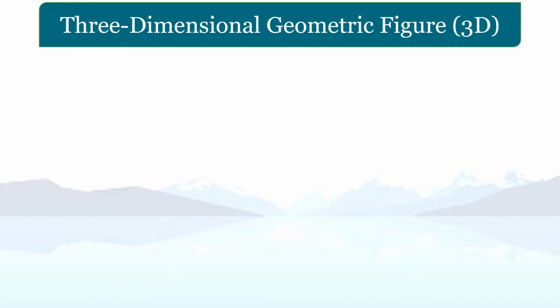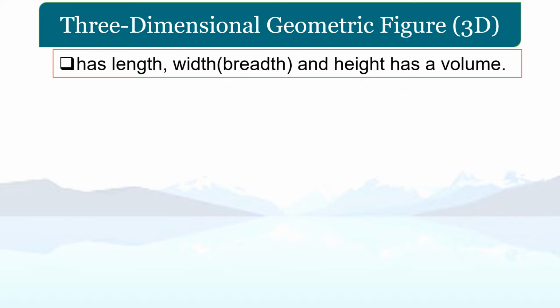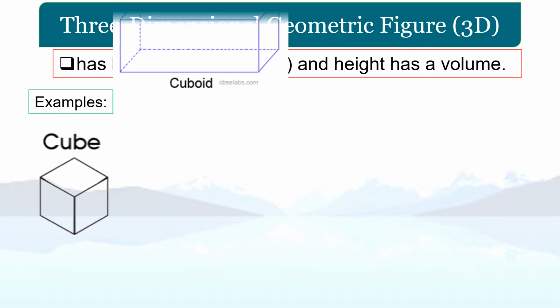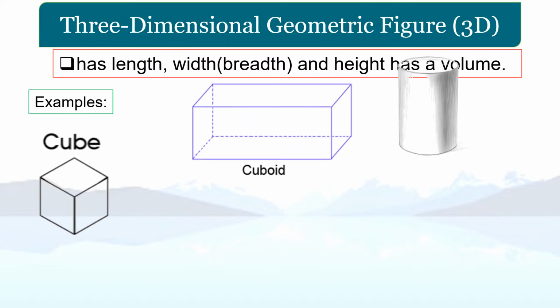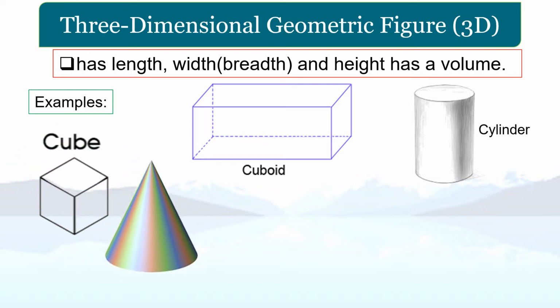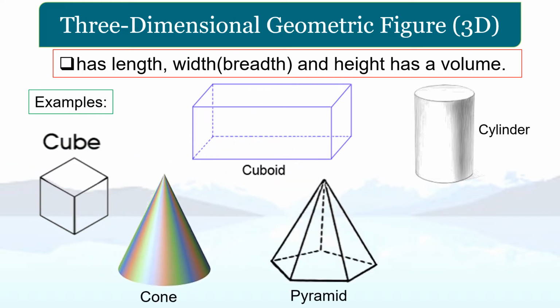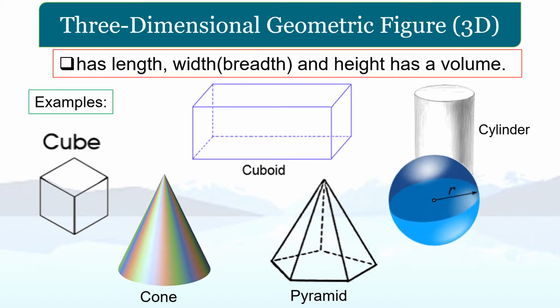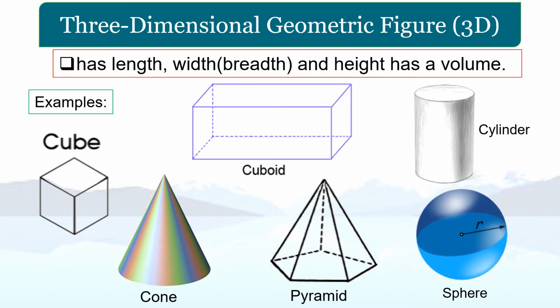And what are three-dimensional geometric figures, or 3D? It has length, width or breadth, and height, and has a volume. So these are the examples for the three-dimensional geometric figure. We have cube, cuboid, cylinder, cone, pyramid. So these are some examples of 3D. And we also have sphere.